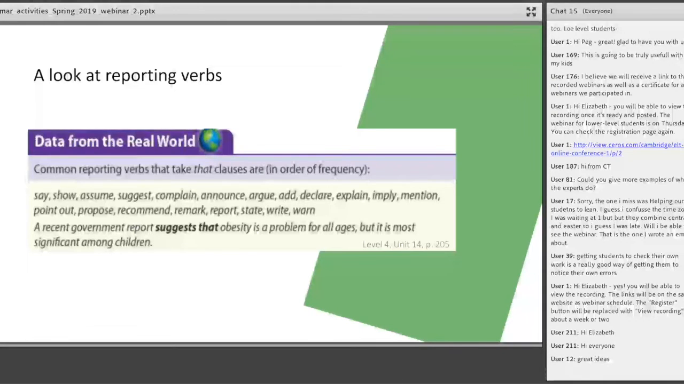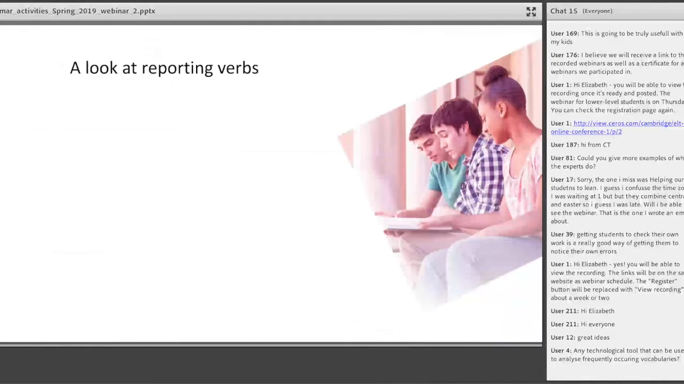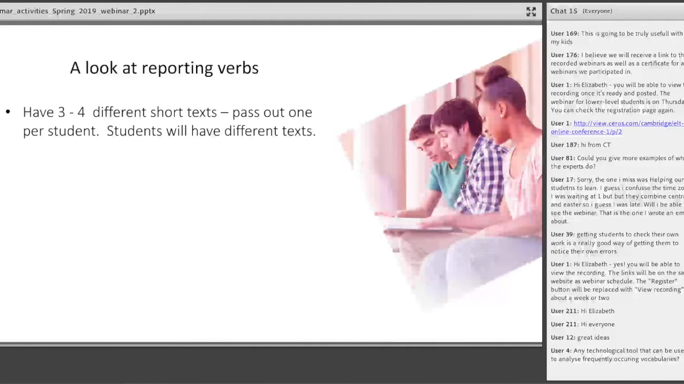Now, as we look at these verbs, we can see that, as this says here, most of these are followed by that. So we can see, a recent government report suggests that obesity is a problem for all ages. We can see the researchers argue that blah, blah, blah, or the scientists explain that blah, blah, blah. So we can see these reporting verbs, but let's think of an activity here where we can actually get some practice doing something that helps us raise awareness about these reporting verbs.